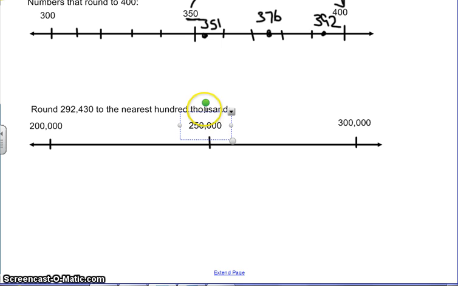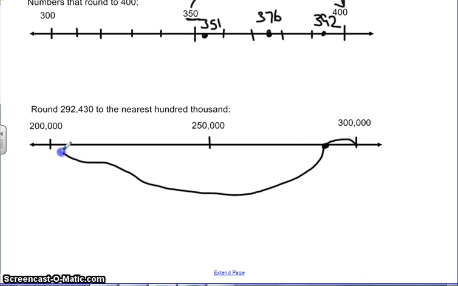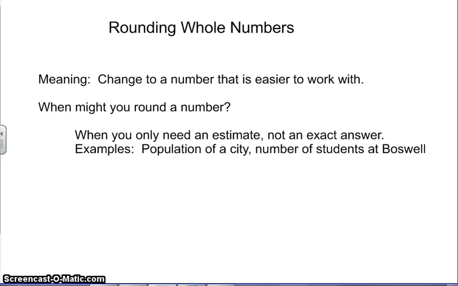250,000. So now that I know where my halfway is, I should be able to figure out where 292,000 is going to go. See if you can figure out where that goes. It's going to be about right here. So 292,000. Are we going to make this small little jump to 300,000? Or are we going to go all the way back here to 200? That's a long jump. I think the closest number would be 300,000. 300,000 is my answer.